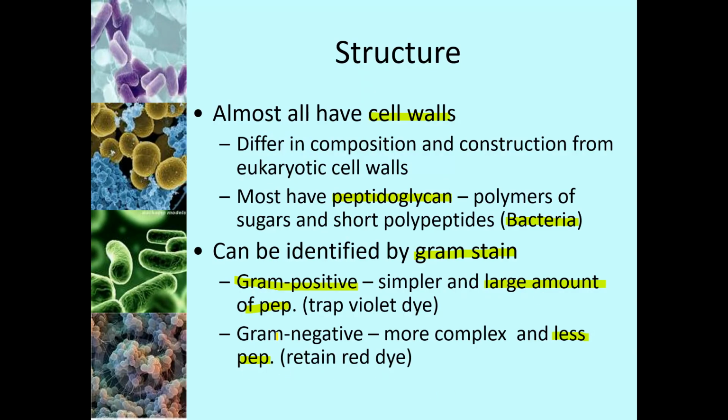Now, if they do not have a lot of peptidoglycan, in fact, a lot of times they have an extra layer around their cell wall. And so what happens is that purple dye rinses out. So when they come back with the second stain, it actually stains a reddish color, okay? Sometimes it's kind of pink, but I like to use the word red. So gram negative, red, less pep.